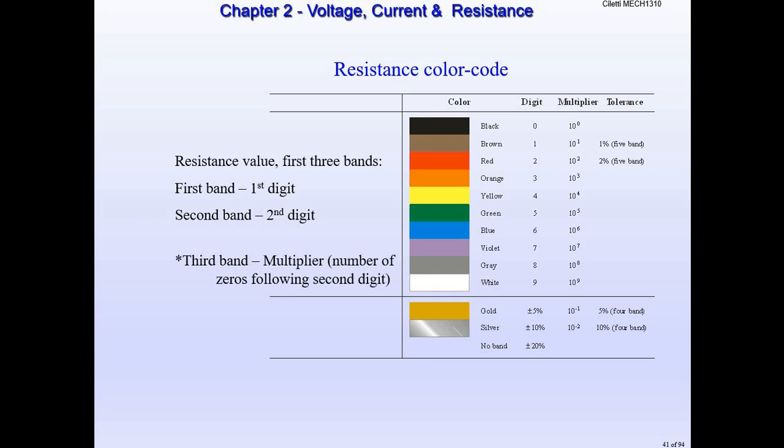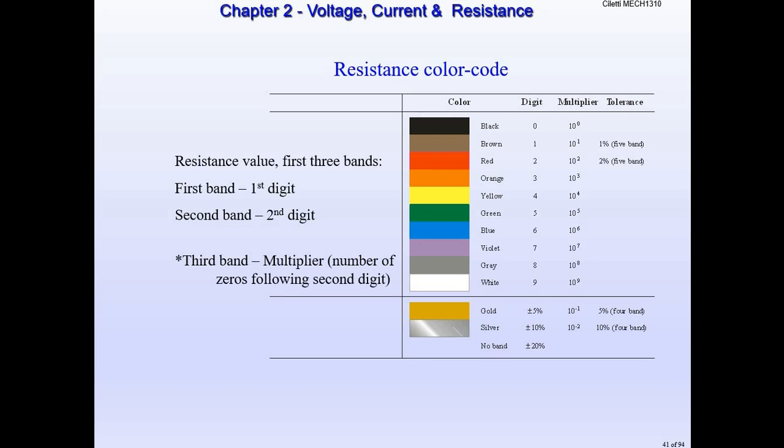Alright, 3 colors that we use to designate the value of the resistor, and then the last band is either going to be gold, silver, or it may not be there. That's the tolerance. Let's say I give you a 100 ohm resistor, and the tolerance is gold, which is 5%. That means that resistor can be 95 up to 105. But we're going to call it a 100 ohm resistor.